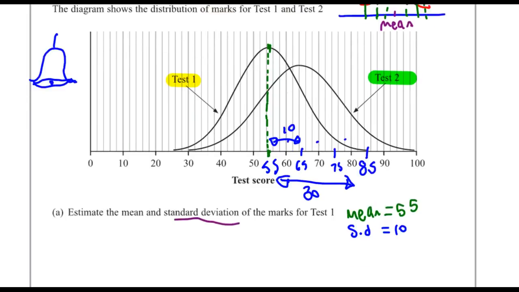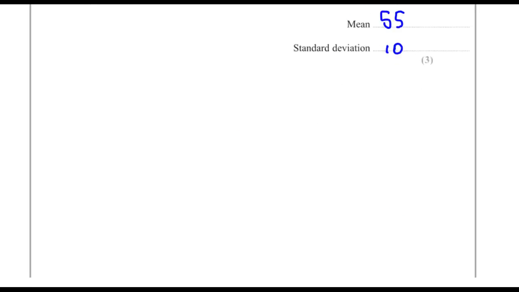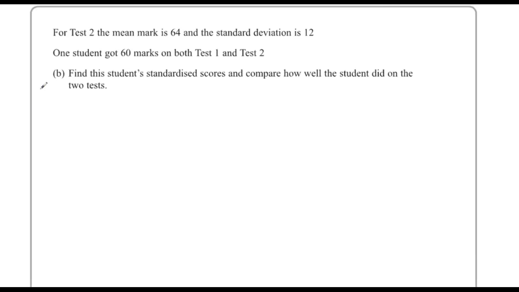They're only estimates, okay, but those numbers are quite nice, so you should be pretty pleased that you've probably got that right. Moving on. For test 2, the median mark is 64, the standard deviation is 12. One student got 60 marks on both test 1 and test 2. Find the student's standardized scores and compare how well the student did on the 2 tests.